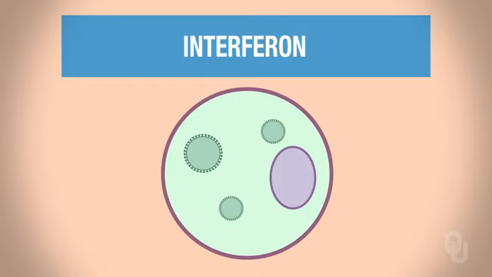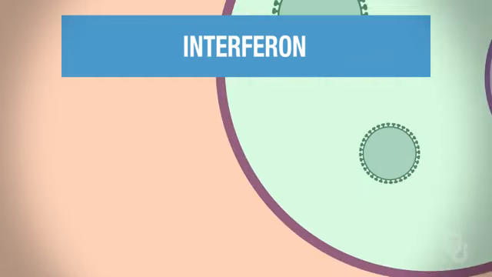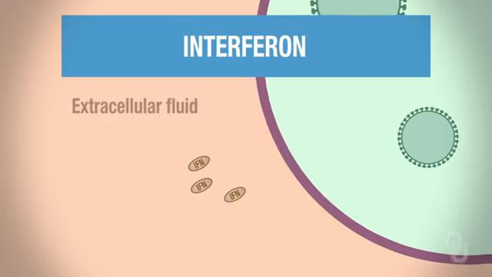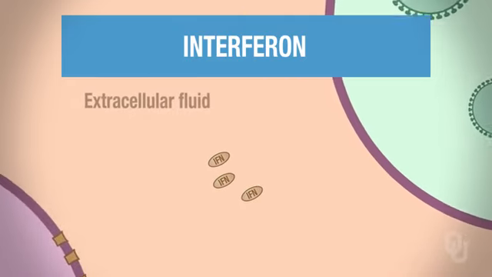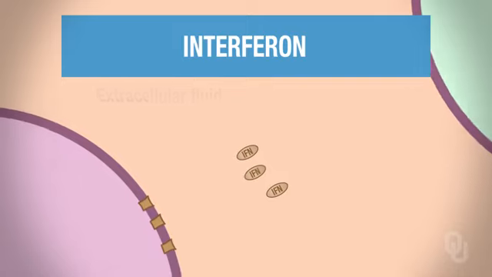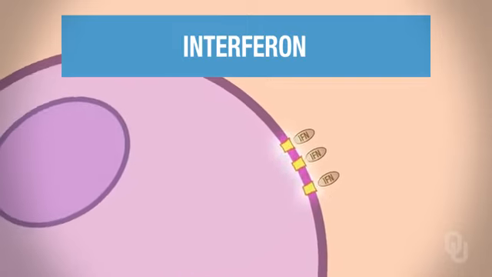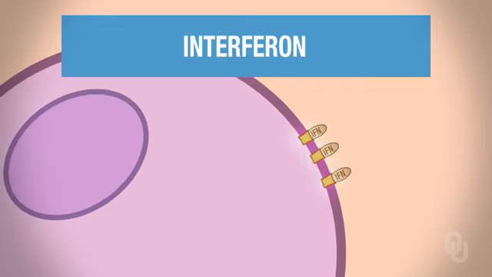We're going to take a cell, and it's been invaded by a virus. So once the cell is invaded by the virus, the cell is going to be releasing interferon. So the interferon is going to enter the extracellular fluid, and it's going to travel to healthy cells, cells that have not been invaded by the virus. And when it binds to these receptors on an uninvaded cell, this uninvaded cell now will produce inactive enzymes.